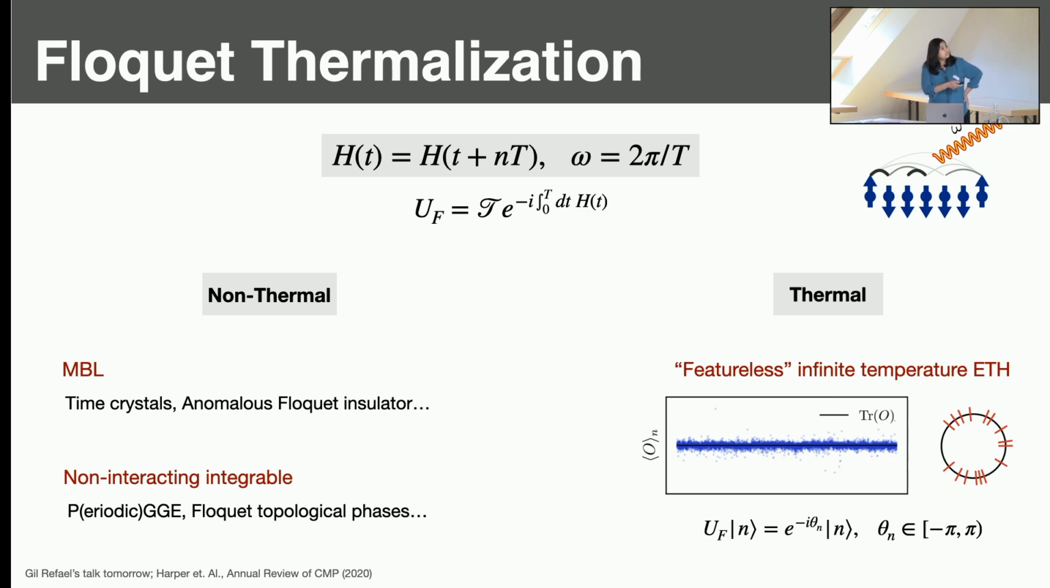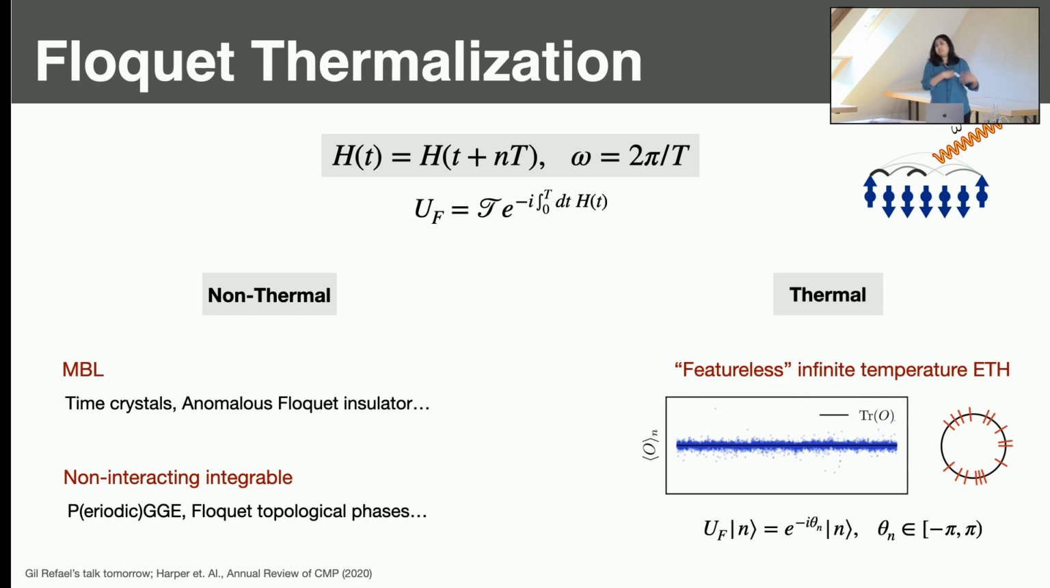Okay, so if you look at the eigenspectrum of this Floquet unitary operator, you can define Floquet eigenstates, and the Floquet phases define quasi-energies, which are only defined modulo omega, so they live on this circle. And then if you look at something like the eigenstate thermalization hypothesis, compute local observables in these Floquet eigenstates, they show no structure, okay, in this thermal phase.